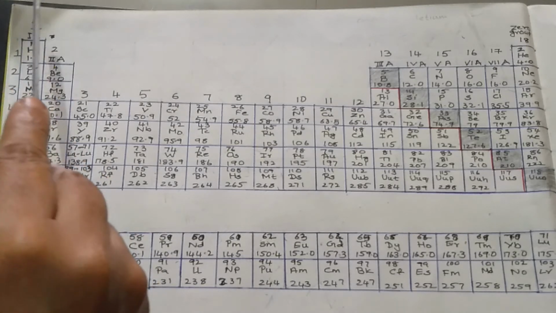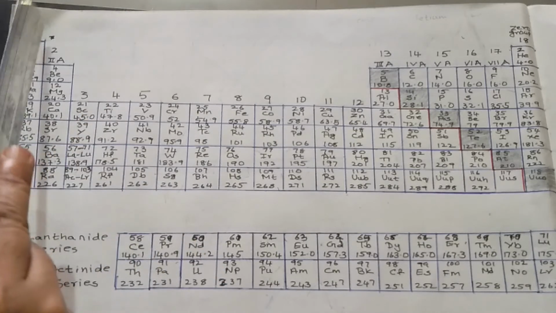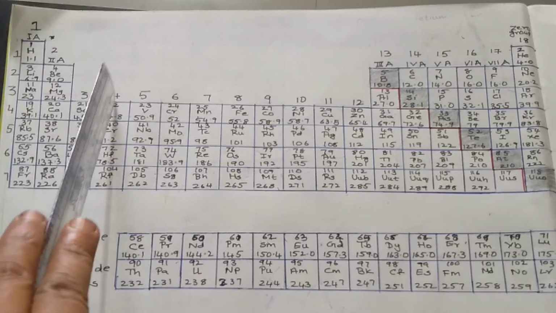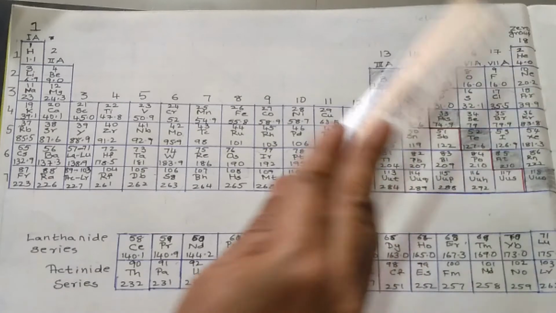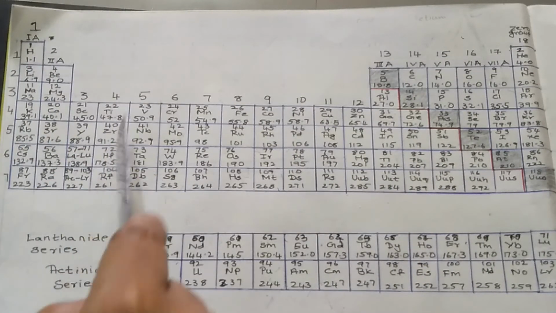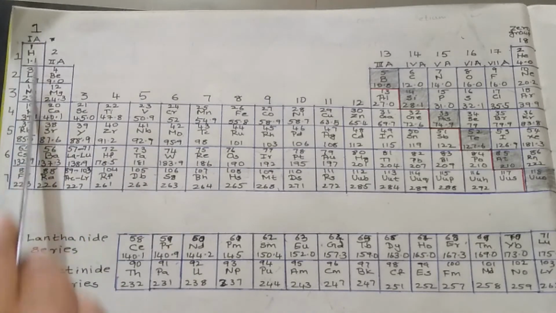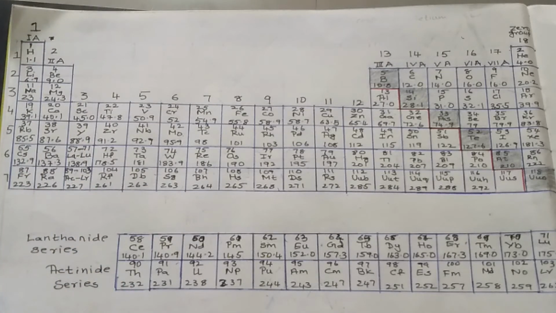And how many vertical columns are there? These are known as vertical columns. So vertical columns are 1, 2, 3, 4, 5 till 18. So how many vertical columns are there? 18 vertical columns are there. And what are vertical columns known as? They are known as groups. So horizontal rows are known as periods and vertical columns are known as groups.